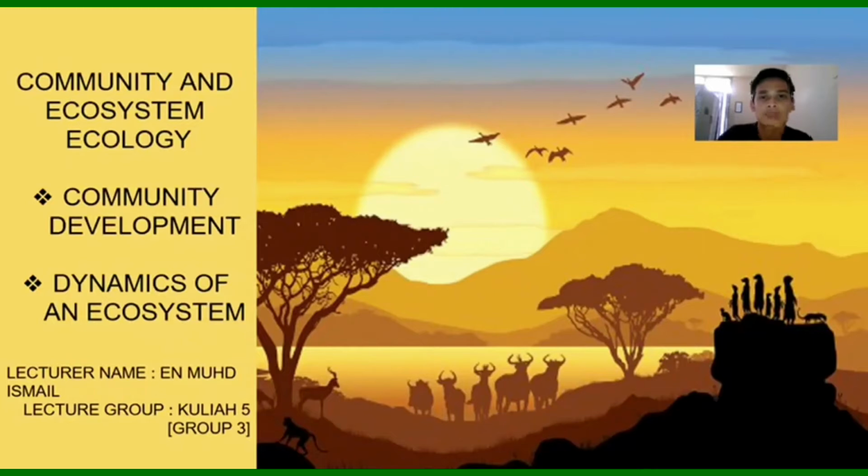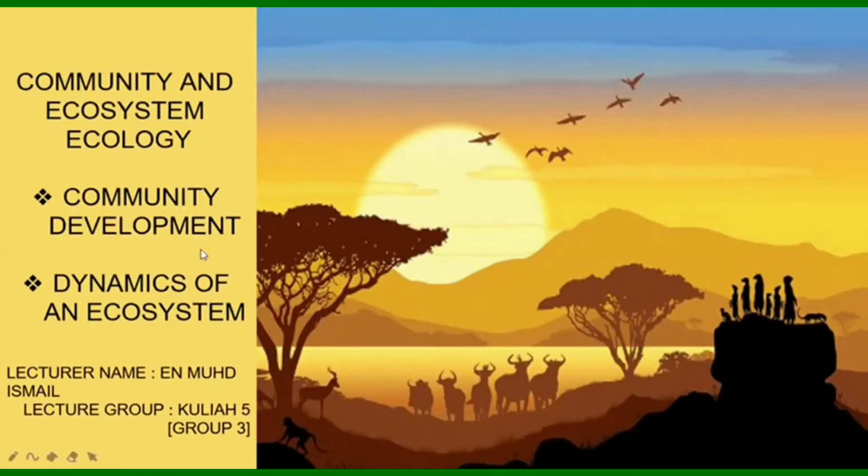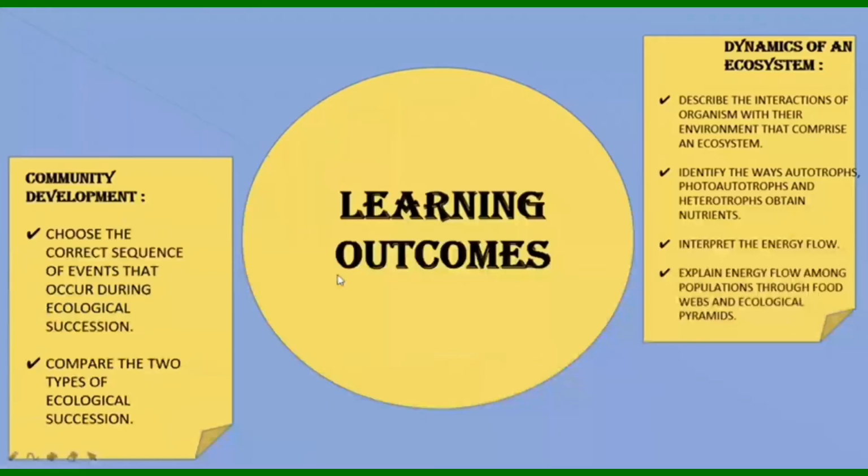AS11753 from Group 3. So today, our group will present about community and ecosystem ecology. This chapter consists of 4 subtopics, but our main concern is these 2 subtopics: community development and dynamics of an ecosystem. So this is the learning outcome of our lecture today.